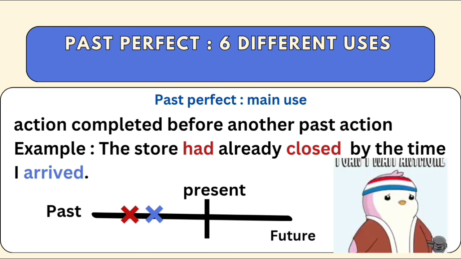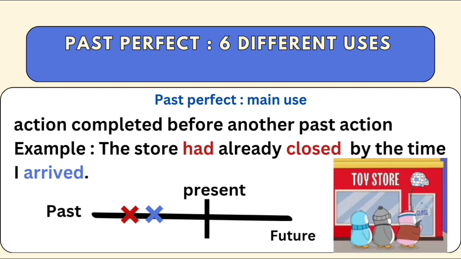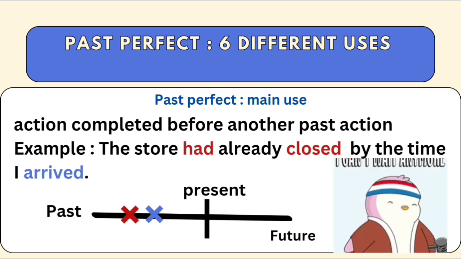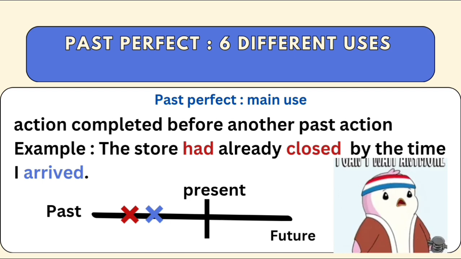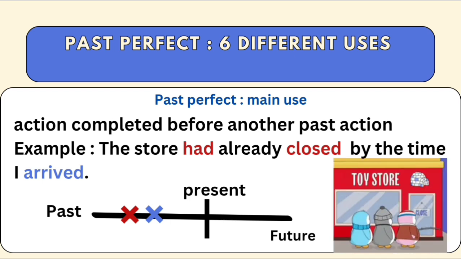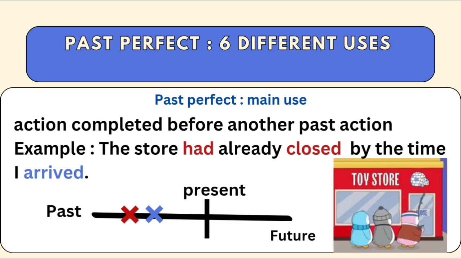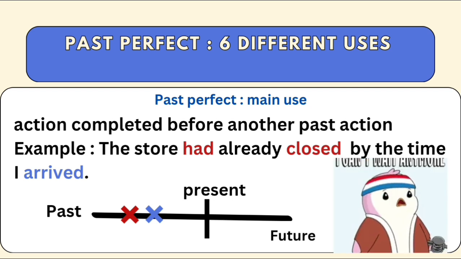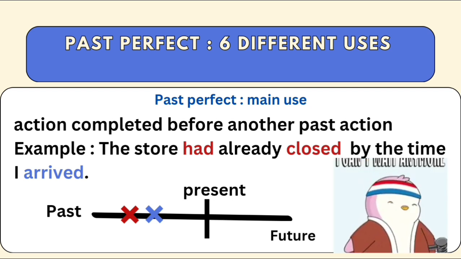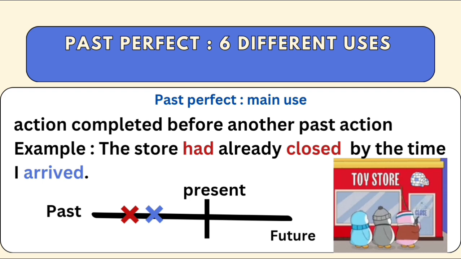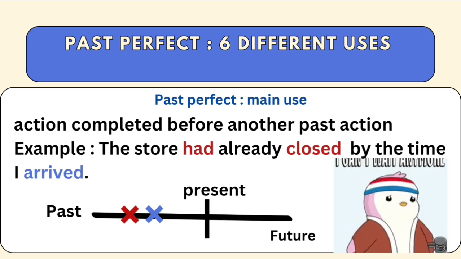Here we go. The store had already closed by the time I arrived. So the store closed and then I arrived. But we use by the time I arrived to show a sequence of action. But remember, the first action, the store had already closed. This one is already finished. It's not ongoing. It's over. The store closed. And then I arrived, and that one is also finished.